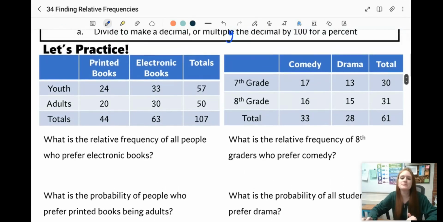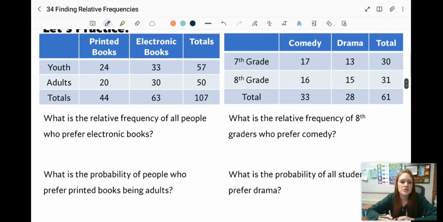Technology doesn't always work. So we're going to look at the table on the left and we're going to look at the table on the right, and then the questions go along that are underneath that. So the first question asks, what is the relative frequency of all people who prefer electronic books? Okay, so we're looking for all people because that's what comes after the word of. Okay, and I'm going to circle in our table, but know that we will have multiple circles in this box, and so we'll also write the numbers under the questions.